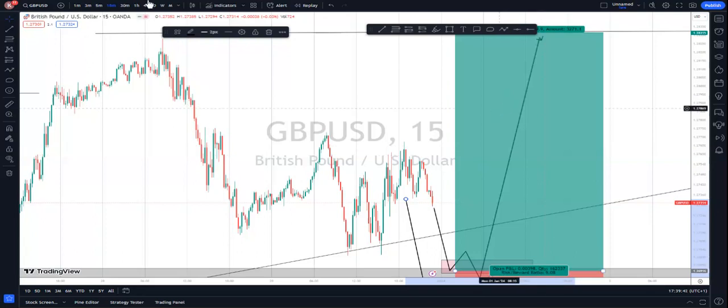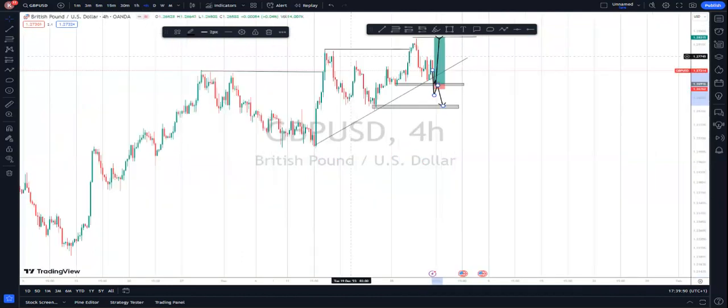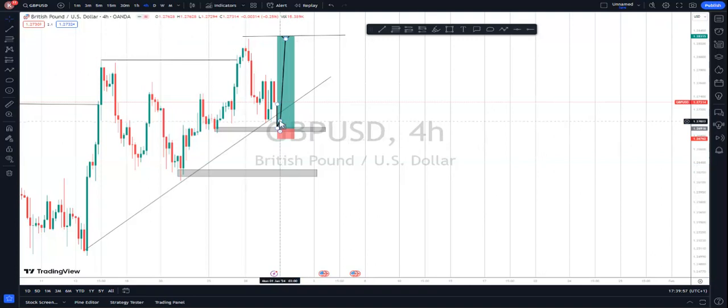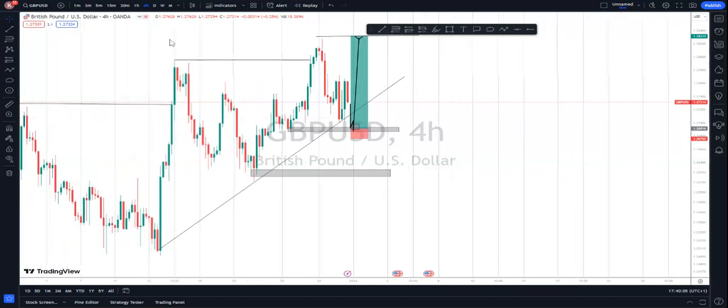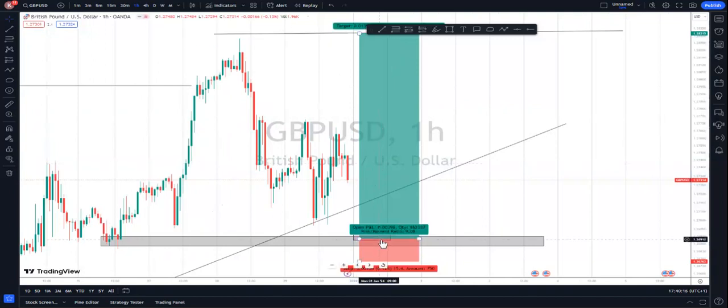So this is my bias for the week. Let me go back to the 4-hour time frame. Let me delete this, it's making the charts choppy. And this is my bias for the week. GBPUSD is in a bull run, bullish, and the bullish trend will continue. Let me remove this. So this is my bias for the week.